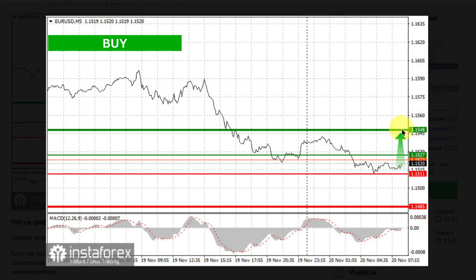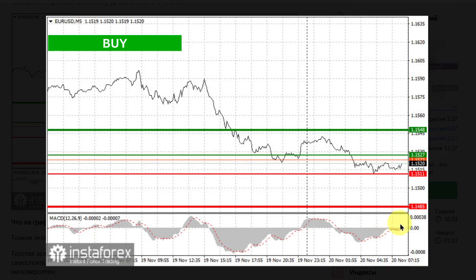At 1.1548, you could plan to exit the market and sell euros in the opposite direction, targeting a 30-35 pip move from the entry point. Growth in the euro can be anticipated only after positive reports. Before buying, make sure that the MACD indicator is above the zero mark and just beginning to rise from it.